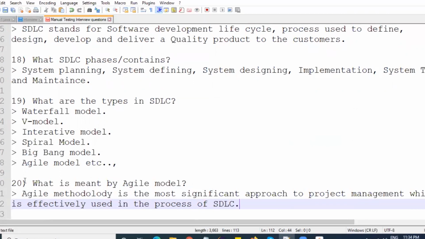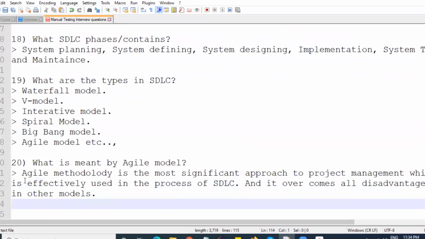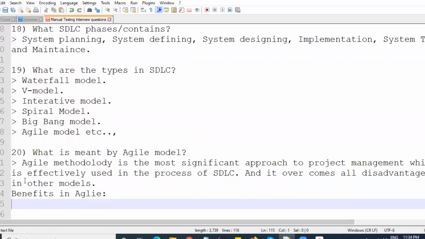So what can I do? Okay, and it overcomes the disadvantages. It overcomes all disadvantages in other models. So what are the disadvantages in Waterfall, V model, other models? What are the disadvantages in all those models? It can be overcome. So come to the benefits. Benefits in Agile. So this is extra information only.